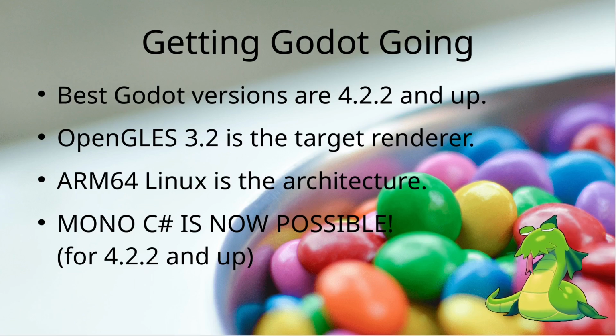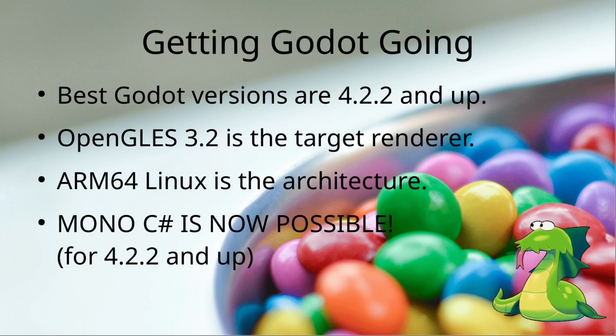OpenGL ES 3.2 is what your renderer is going to be. You do not have Vulkan. You are not going to be working with Vulkan. You're going to have about 1 gig of RAM and 1.2 to 1.5 gigahertz CPUs, typically, such as the RK3326 or the H700. Don't worry what any of this means.